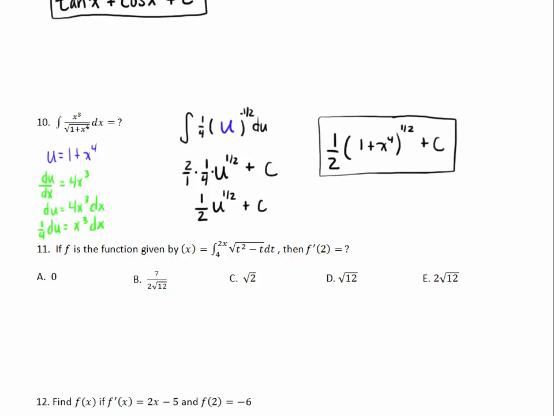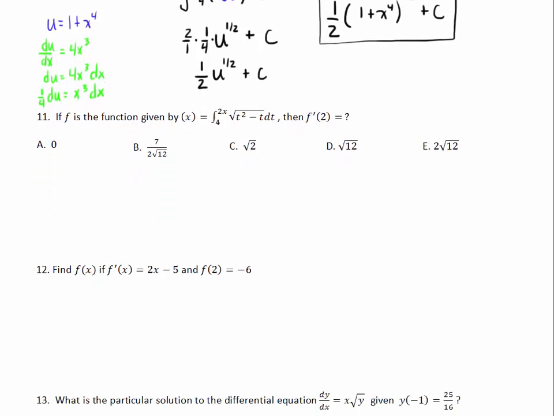Okay, question number 11. If f is the function given by, whoops, we're missing a little guy right here. We'll call this guy function f. Sorry about that. There's supposed to be an f right there. This integral right here, then the derivative of f at 2 is equal to what? Okay, so we're going to take the derivative of this. So we've got f of x is equal to the integral of 4 to 2x square root. I'm going to rewrite that since I know I'm going to be taking derivatives.